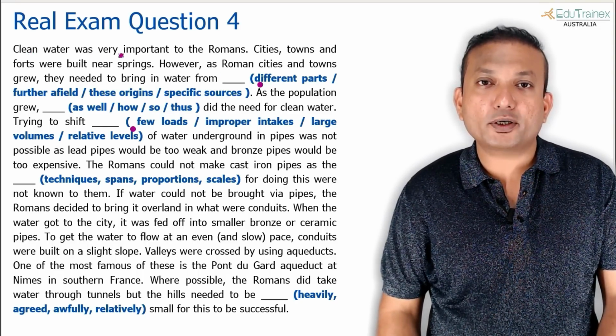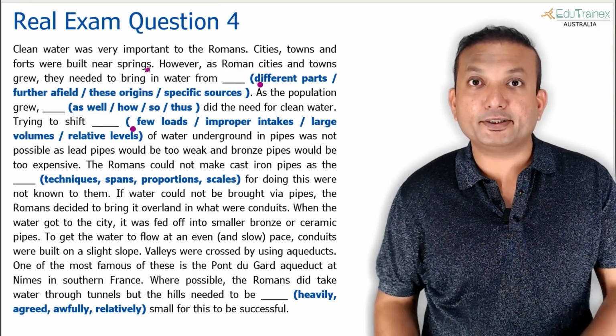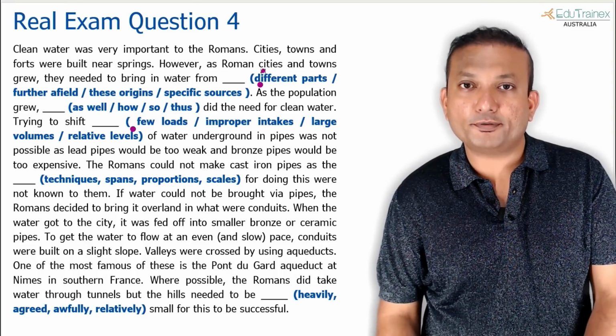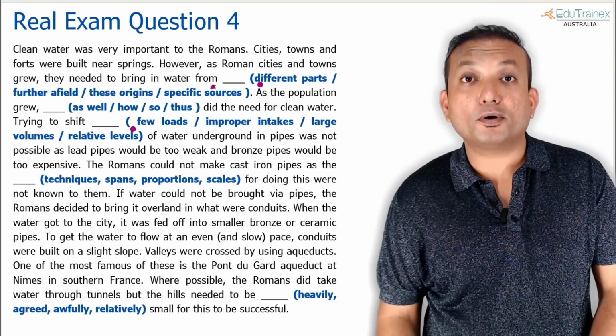Let's do it. Clean water was very important to the Romans. Cities, towns, and forts were built near springs, near water bodies. However, as Roman cities and towns grew, they needed to bring in water from where?